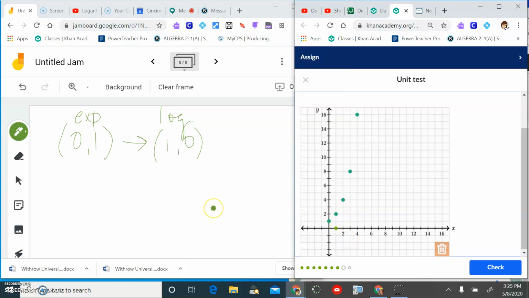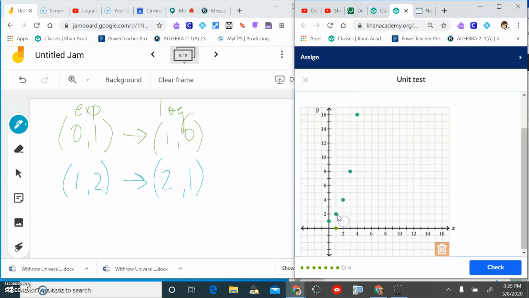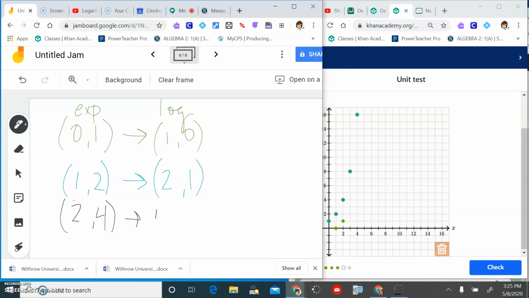This point is at 1, 2 for the exponential. So for the log, I'm going to switch it. So it's 2, 1. So I'm going to take a point and put it at 2, 1. Okay. And now I have this next point is at 2, 4. So when I switch it, it's going to be 4, 2. Got it?